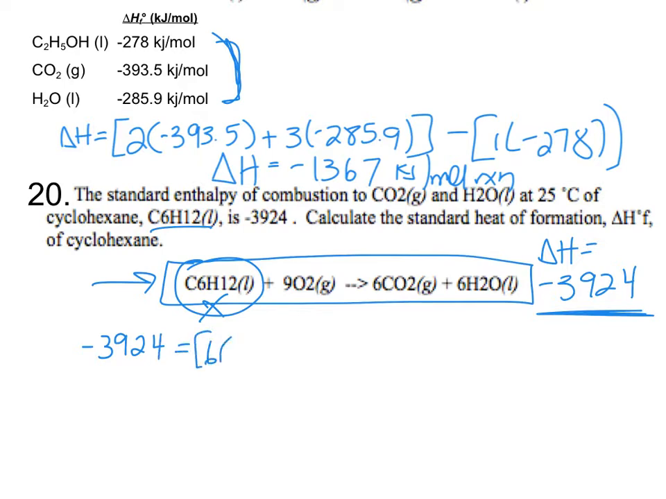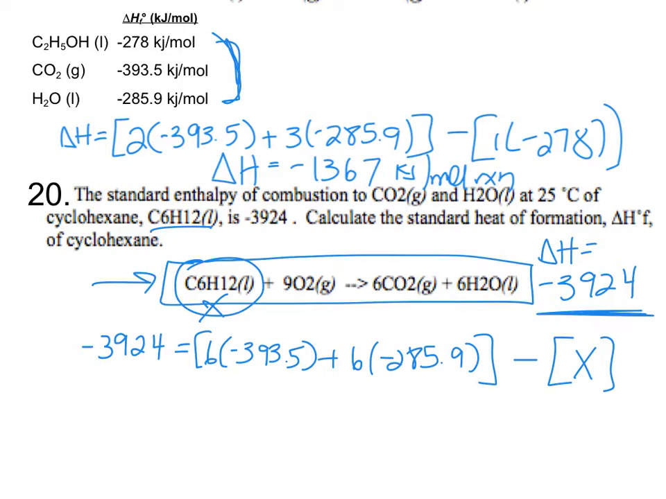So we have 6 times negative 393.5 plus 6 times that water of negative 285.9. So that's products minus, okay, oxygen's going to be 0, so the only thing on the reactant side is a 1x. That is what we're solving for. So our negative 3,924, I end up getting negative 4076.4 minus x. Add that negative 4076.4 to both sides.